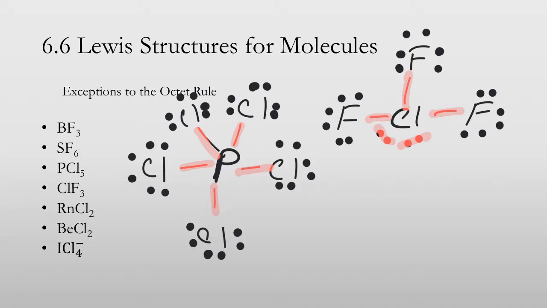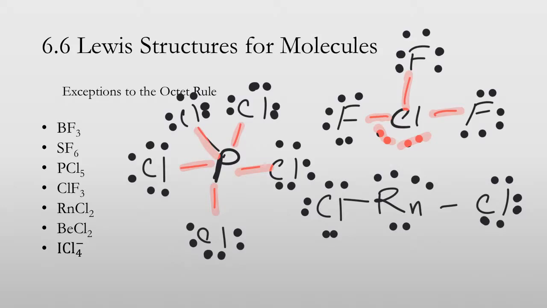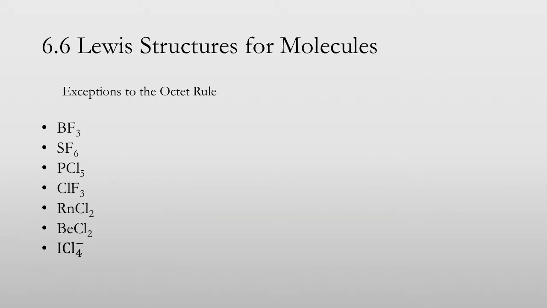Radon dichloride would look like this. So you can see the radon atom actually has a whole bunch of electrons around it. It has 2, 4, 6, 8, and 10 around it. Radon dichloride, which does exist, has empty d orbitals in the radon atom that it can use to expand its octet.